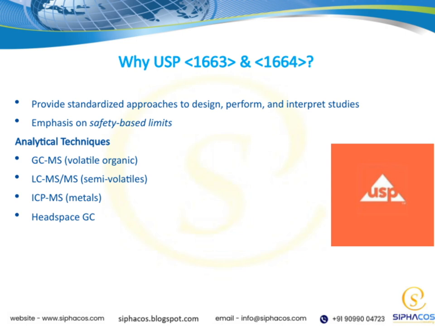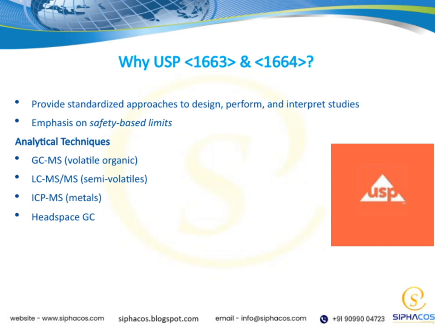When it comes to analytical techniques, these standards cover a range of methods suited for different types of analytes. For example, GCMS is used for detecting volatile organic compounds, while LC-MS is particularly effective for semi-volatile compounds. For metals, ICP-MS is the go-to technique because of its sensitivity and precision.